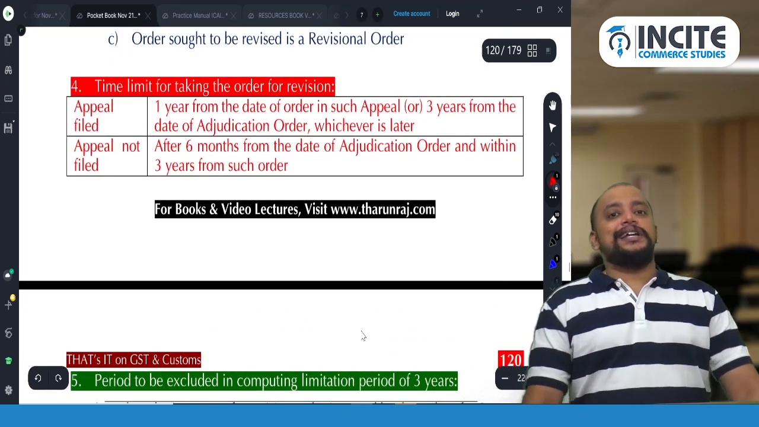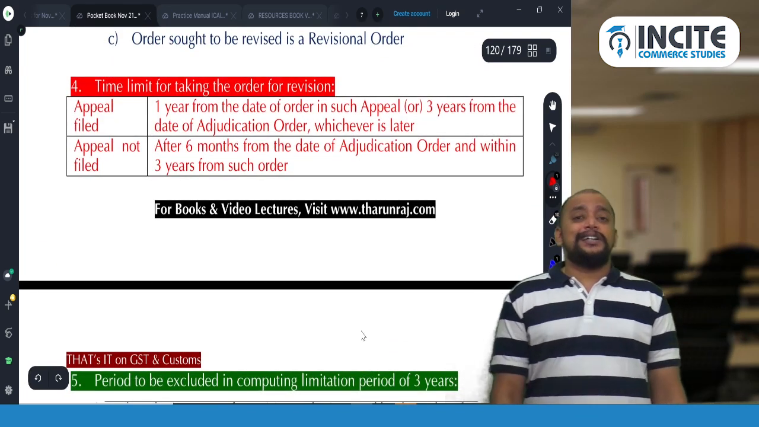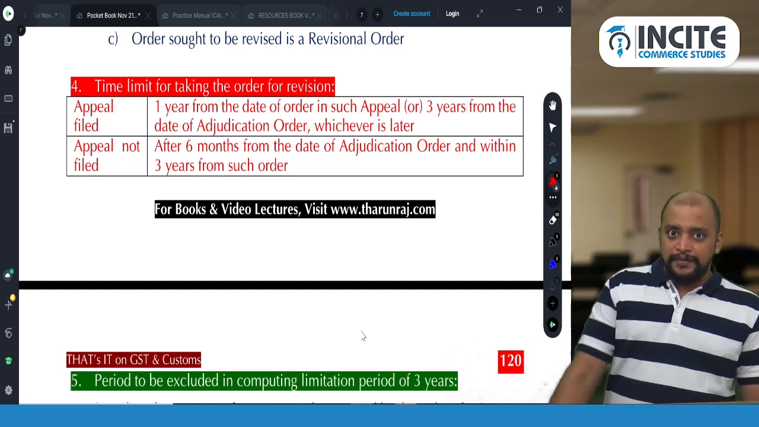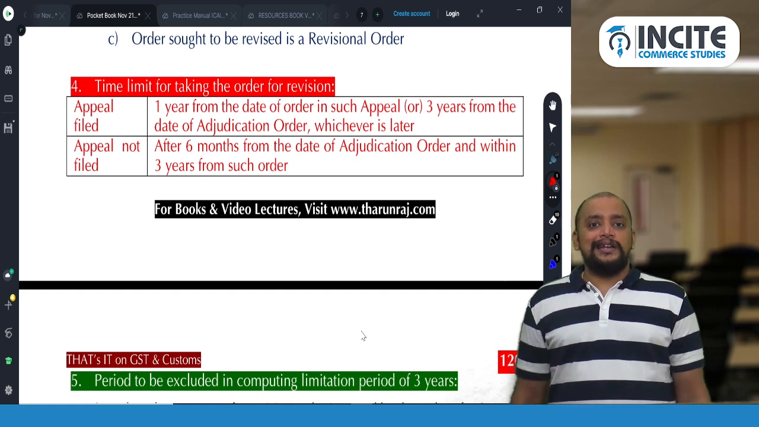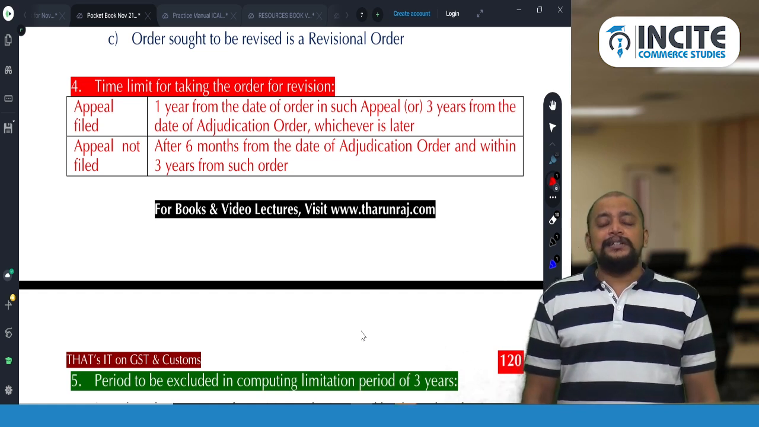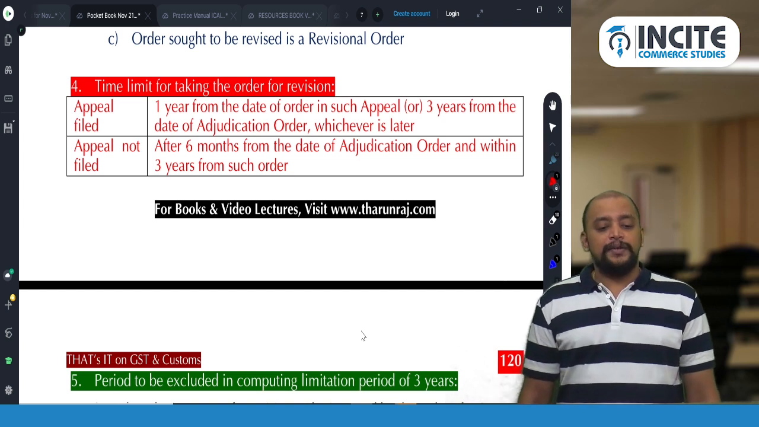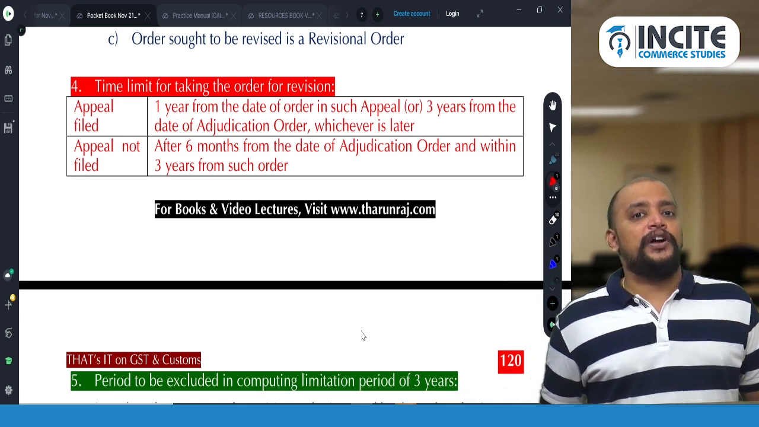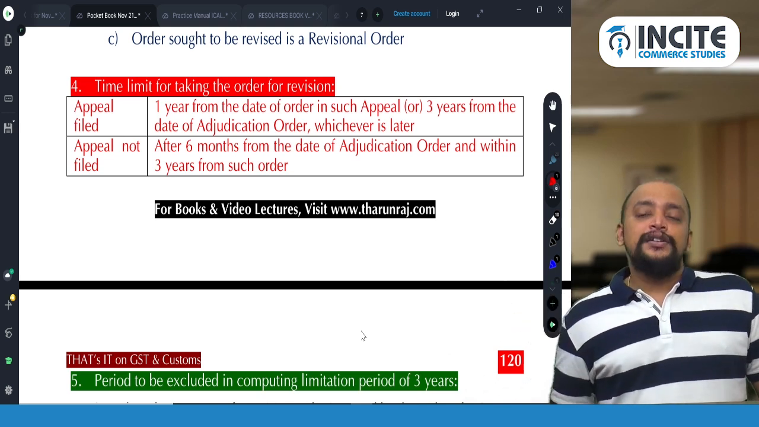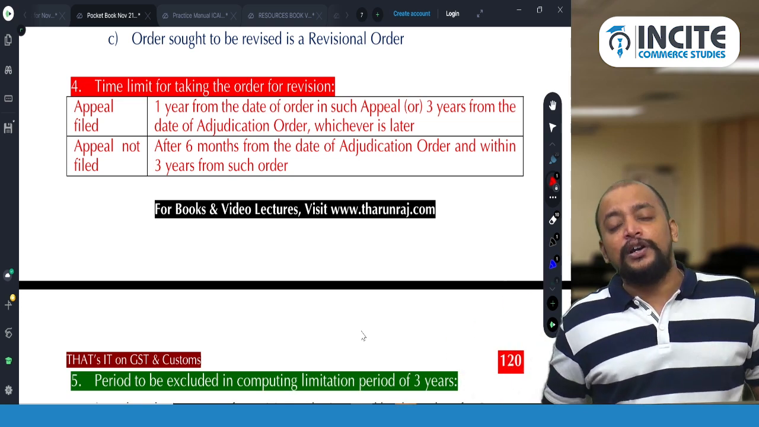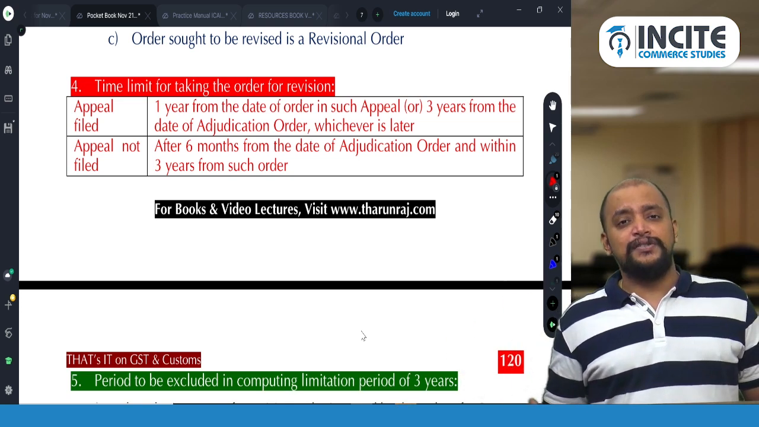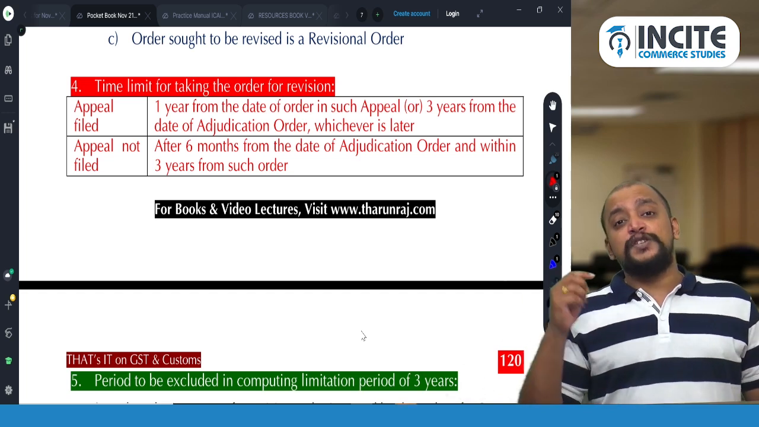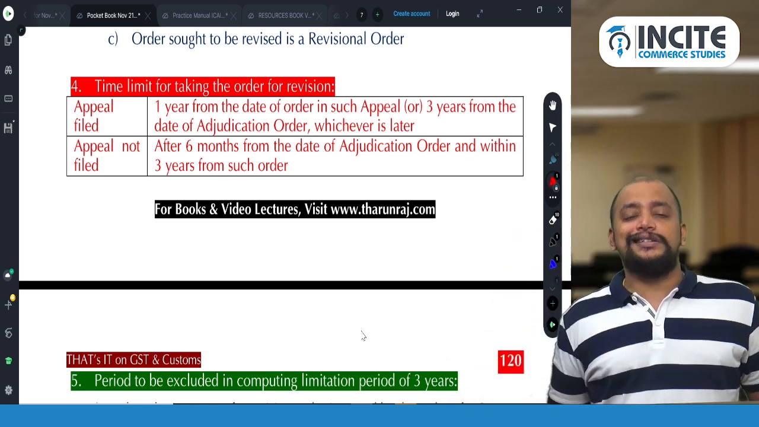And time limit for taking the order for revision. So what is the time limit within which they need to pass the revisional order? Suppose if the appeal is filed, then in that case, 1 year from the date of such appeal order, 3 years from the date of adjudication order, whichever is later, they need to pass the revisional order. So first appeal should come. But sir, whenever we go for appeal, they cannot do the revision now. So with respect to few grounds, they can do revision now. So in that case it is.